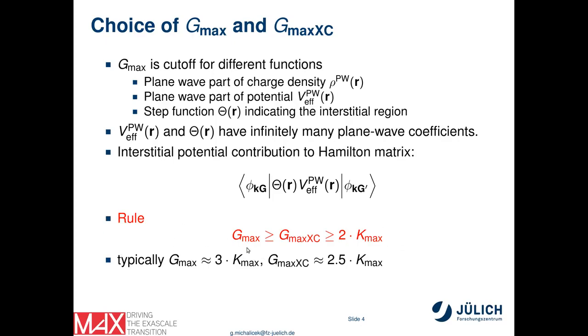So Gmax should be larger or equal to Gmax-XC. Gmax-XC is some reduced cutoff for the exchange correlation part of the potential, and this should be larger than 2 times Kmax. And typically we choose Gmax equals 3 times Kmax and Gmax-XC equals 2.5 times Kmax.